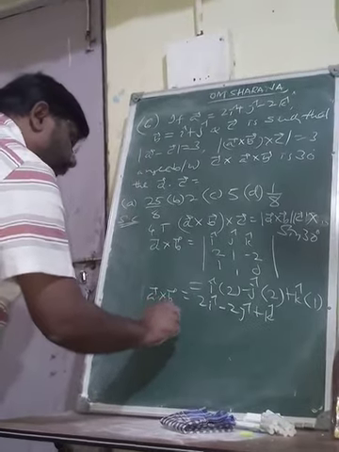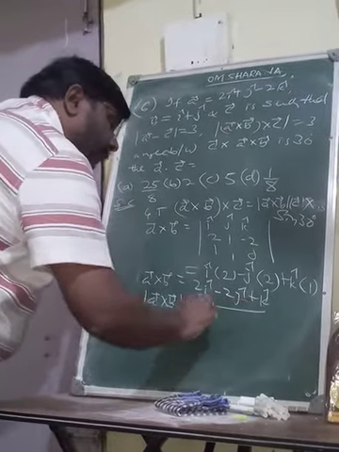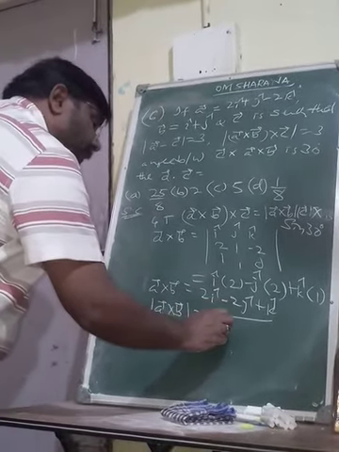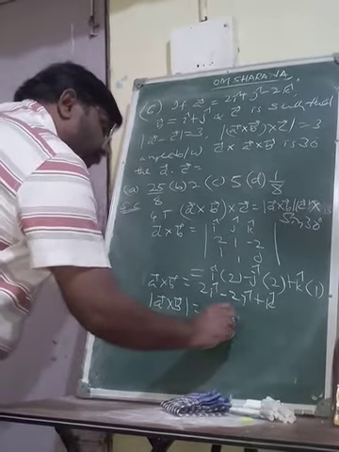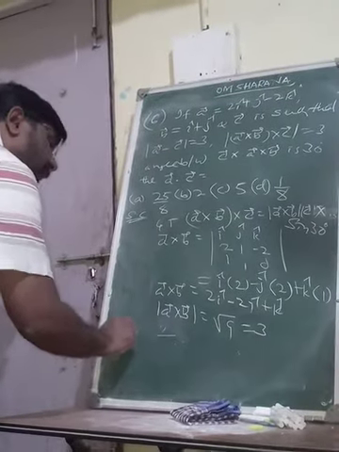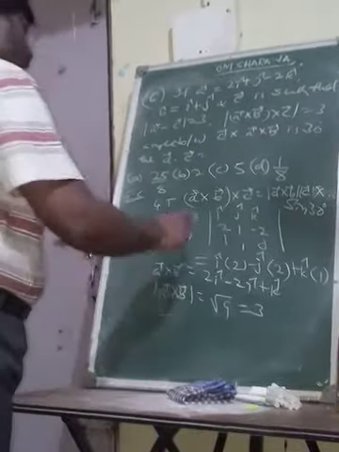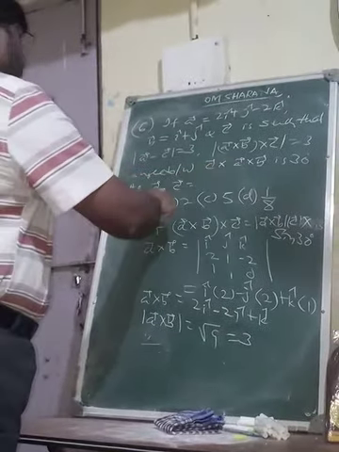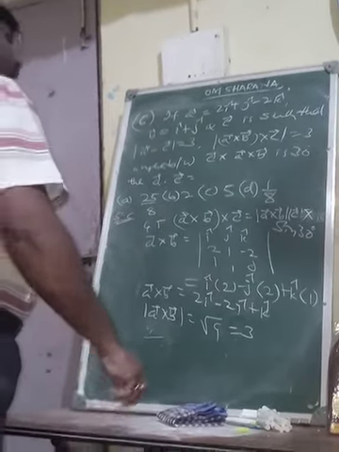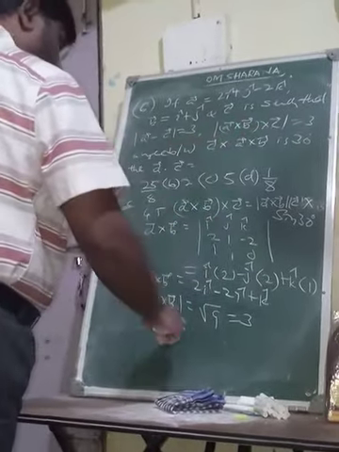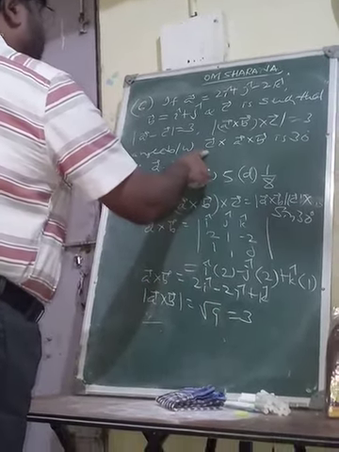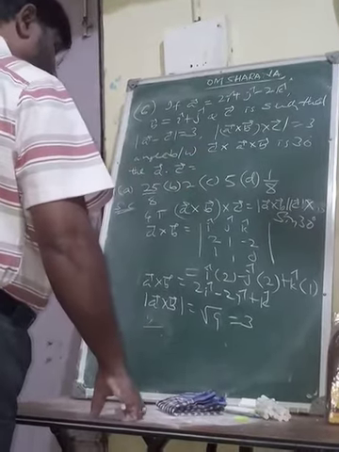The magnitude of this vector is the square root of the squares of these direction ratios: 4 + 4 + 1 = 9. Root 9 is equal to 3. So the value of the magnitude of A cross B we got is 3. We are required to find the value of A dot C.